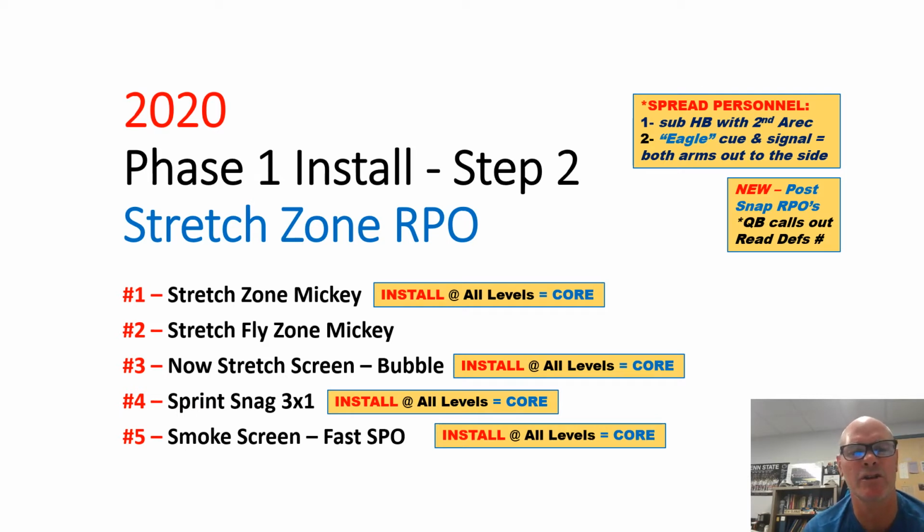After split zone, we're going to look at our stretch zone, which is our outside zone. We'll look at our stretch zone with our Mickey RPO routes. We'll look at how to do that with a stretch fly zone. We can look at a now stretch screen, our bubbles, our now bubbles, and then a sprint pass, sprint snag, and a smoke screen, what we call our fast screen pass option.